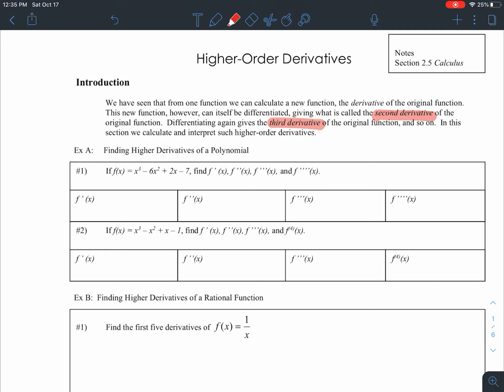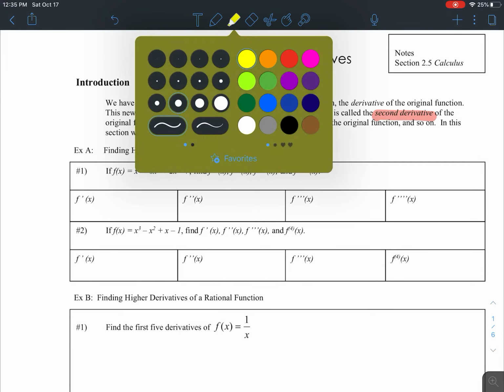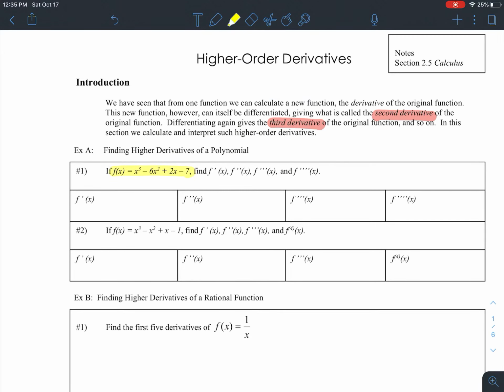Now, it sounds like that might be something that could be complicated. I think you'll see in these first few examples that it actually becomes easier and easier as you take higher order derivatives. That's not always the case, but with these first few examples, here's our original function. You can see there's a single apostrophe here that's just asking for the first derivative.